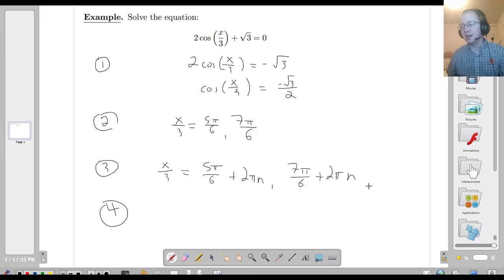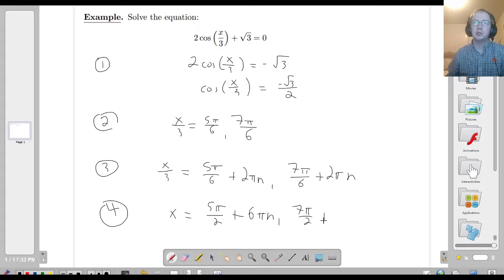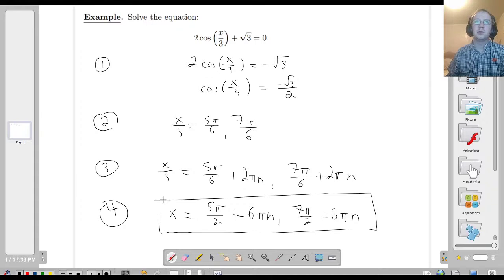So you could either think, if I'm following the instructions explicitly, divide by 1/3. Honestly, I think it's cleaner just to think, let's multiply the whole equation by 3. That would become 5 pi over 2 plus 6 pi n, and 7 pi over 2 plus 6 pi n. And that would be my final answer. It just said to solve it. It didn't say to round anything, so I haven't rounded my answers. It didn't say just to do specific solutions, so I found all the solutions, and that's the end.